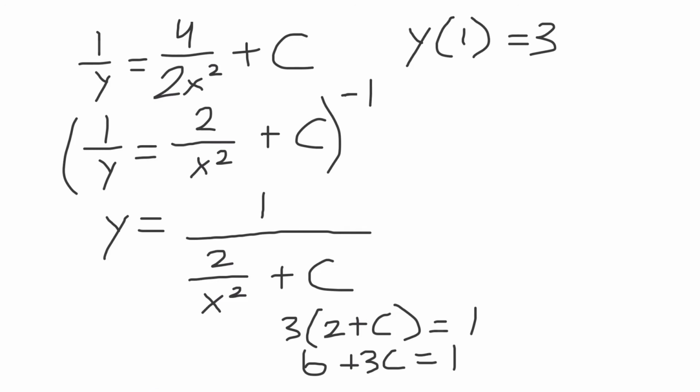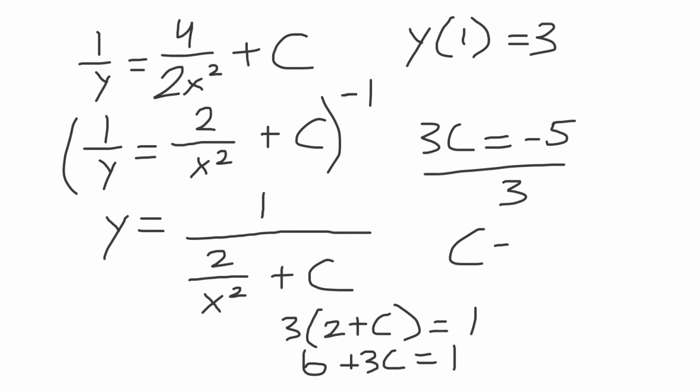And so solving for c now, if we subtract 6 from both sides, we'll be left with 3c is equal to negative 5. And then dividing by 3, c equals negative 5/3. And so that's our value for c.